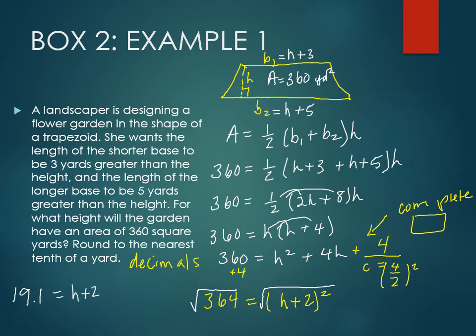Well, is H by itself? Is it? So what needs to be moved? Minus the 2. Now when I subtract 2, what do I get? So my height is 17.1 yards. And that is my final answer.